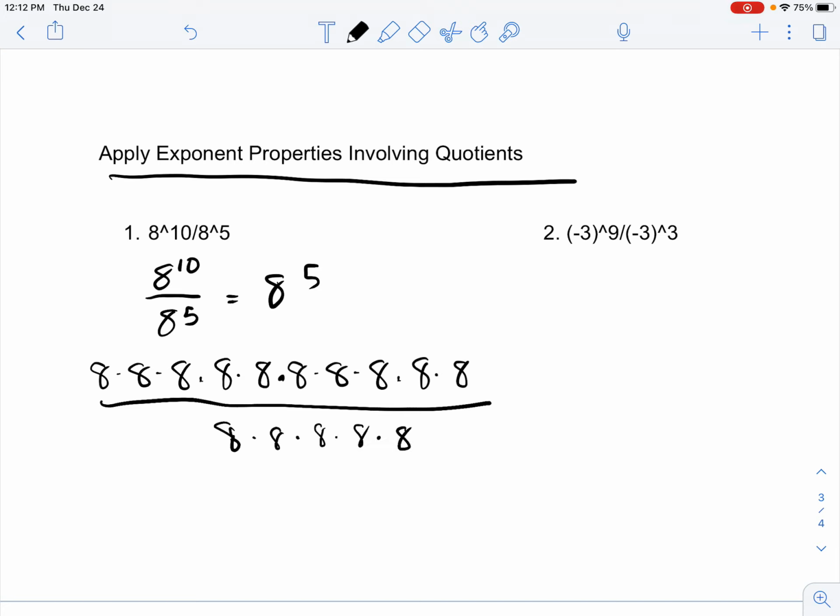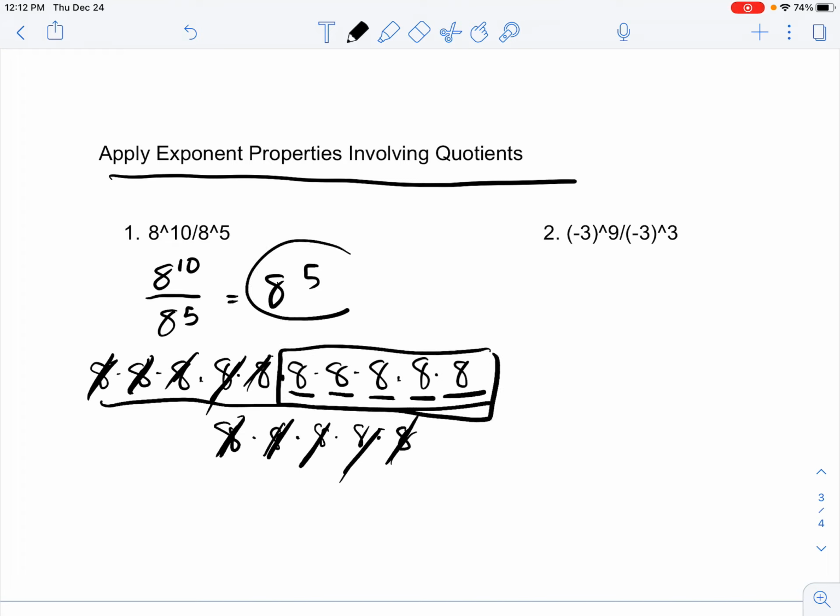Now, if you cross out every 8 that exists on the numerator and denominator, all you're left with is 1, 2, 3, 4, 5 eighths left. Since that's 1 pair, that's 2 pairs, that's 3 pairs, that's 4 pairs, and that's 5 pairs. So all you're left with is 5 eighths, which is the number that we determined before.